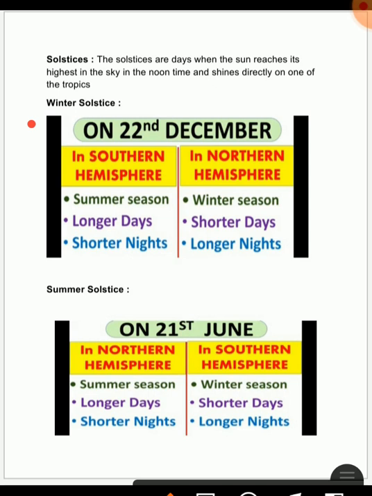Next one is summer solstice. On 21st of June, the summer solstice occurs when the sun shines directly on the Tropic of Cancer. On this day, the Earth's northern hemisphere is tilted toward the sun and experiences summer because of the direct rays of the sun. At the same time, the southern hemisphere experiences winter because it is tilted away from the sun and gets slanting rays of the sun. So 21st June has the longest day in the northern hemisphere and it is called summer solstice.